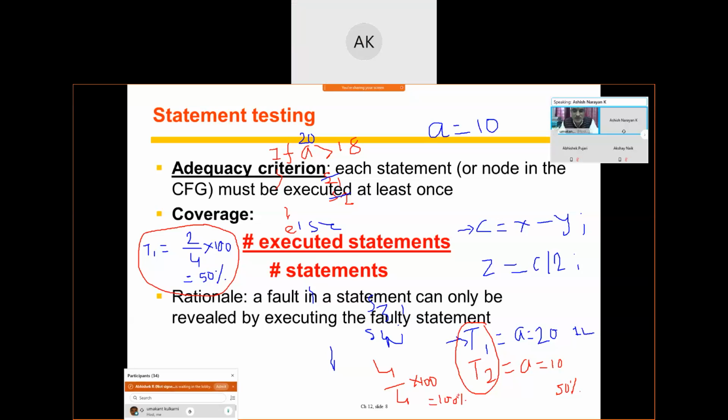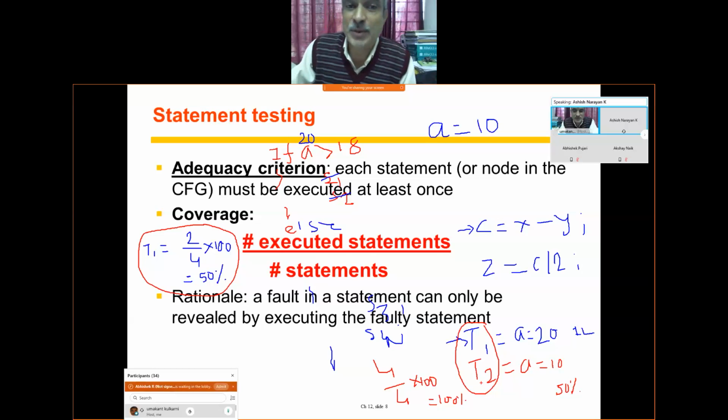So one of the terms is coverage, and under statement it is called statement coverage. Under decision it is called decision coverage. Under condition it is called condition coverage. We will see all these things in the subsequent classes.